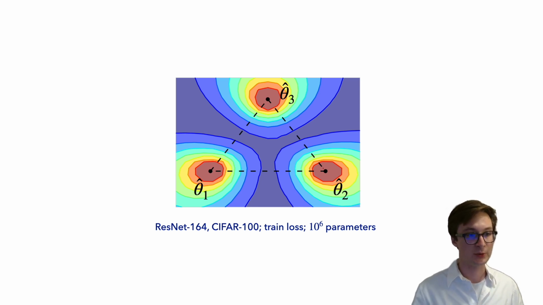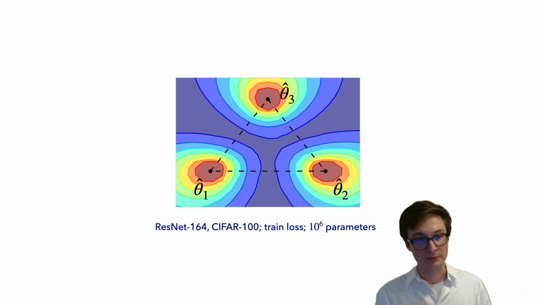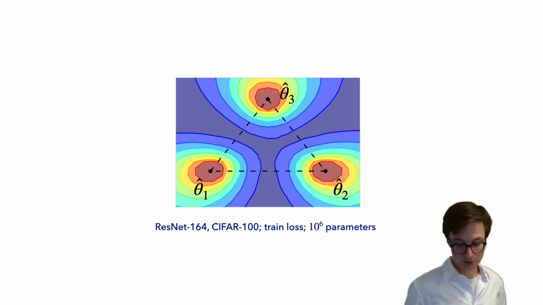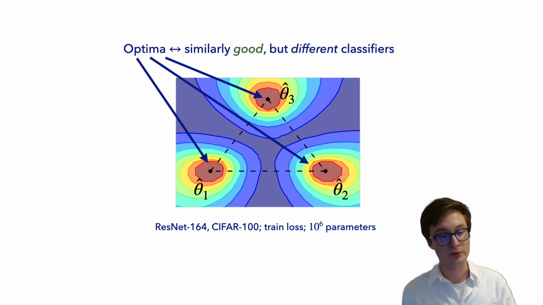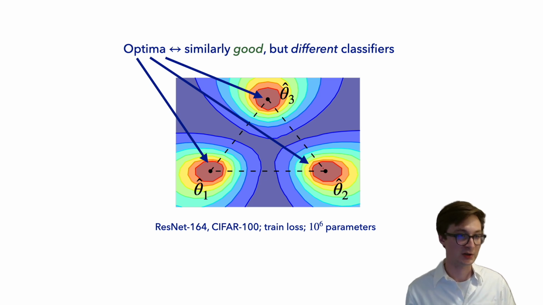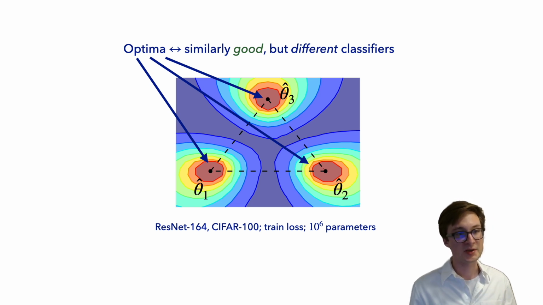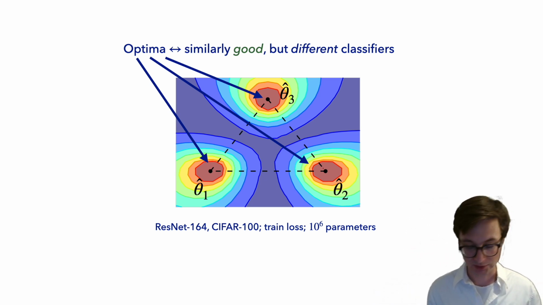And so, to produce this picture, we just train the model 3 times, theta 1, theta 2, theta 3, and then we construct this two-dimensional plane, and we restrict ourselves to this plane, and we plot the loss function at each point of the plane. And then we get this picture. So here, the 3 optima, they are similarly good in terms of both the training performance and also the test performance. They would have roughly the same test accuracy, but at the same time, they are different classifiers. They make different predictions on the test set. They make mistakes on a different subset of the test set.